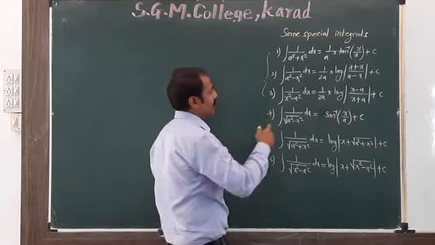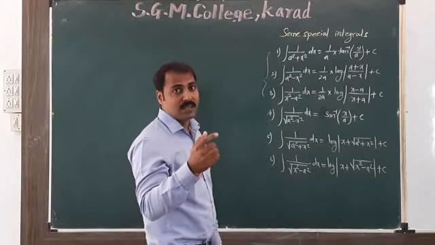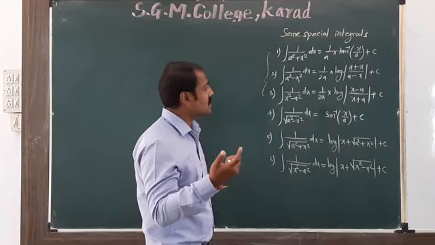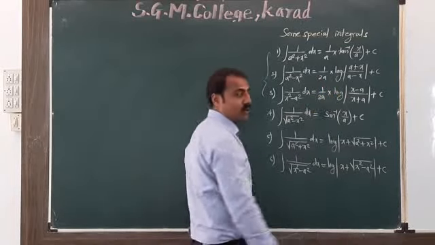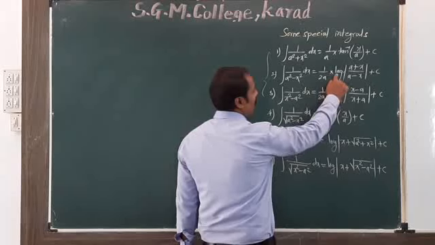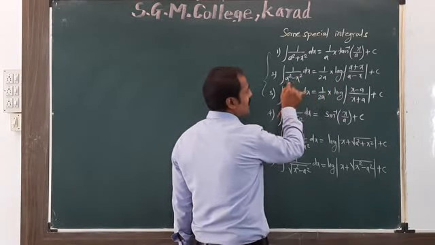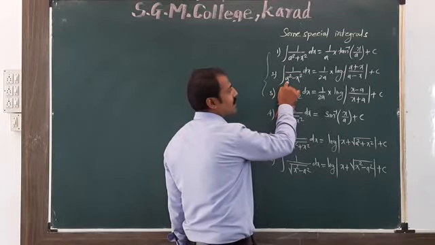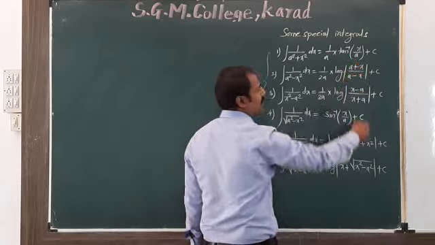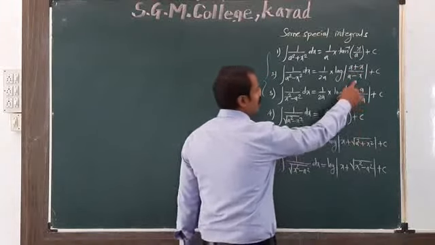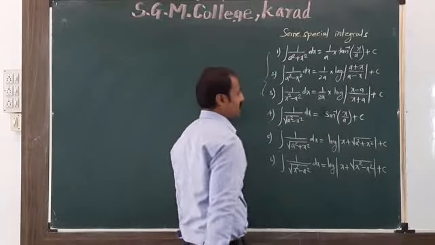Here a square minus x square is factorized, a minus x into a plus x. So two factors are there, and the formula starts with 1 upon 2a into log of mod. The two factors are a minus x and a plus x. Since it starts with the constant a, write the positive factor in the numerator and the negative factor in the denominator, that is, a plus x in the numerator and a minus x in the denominator.